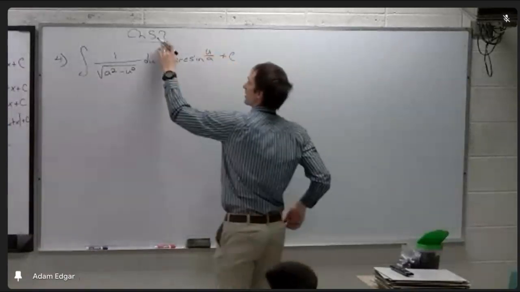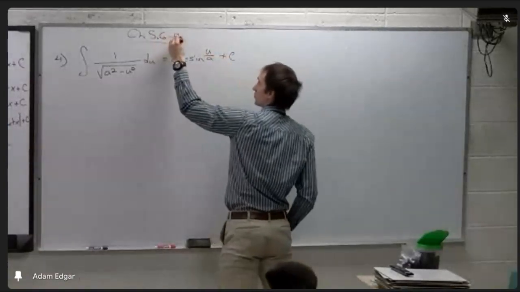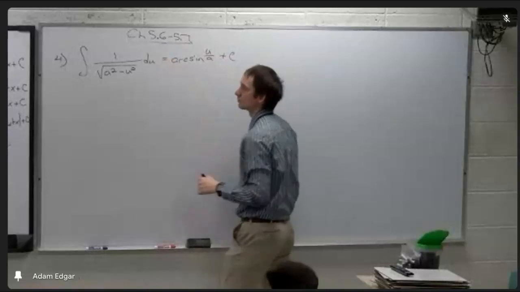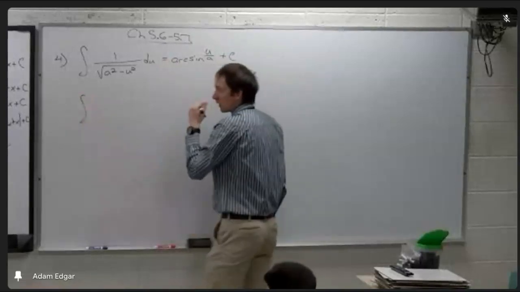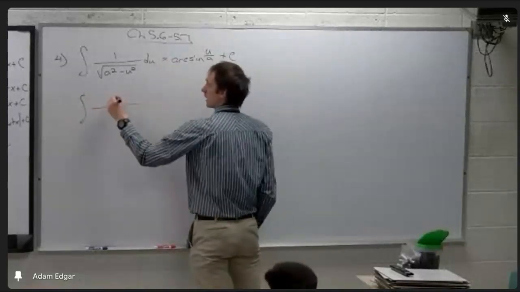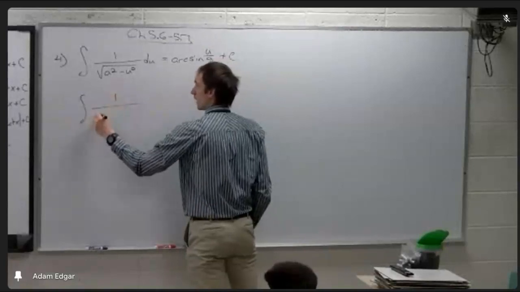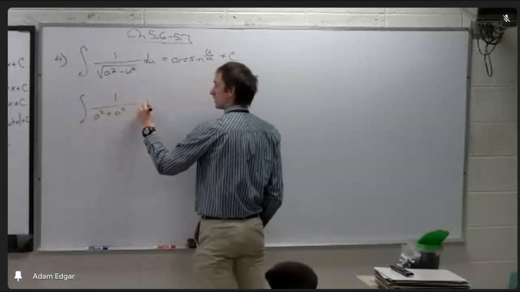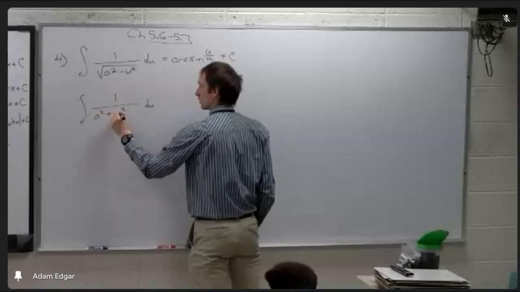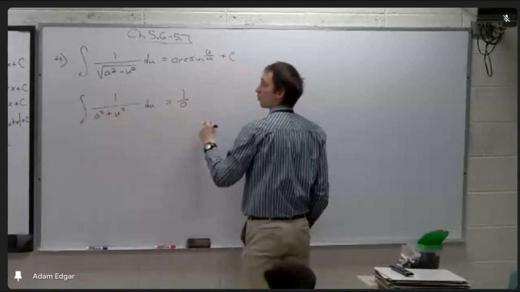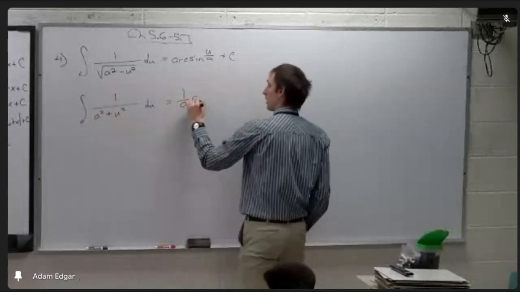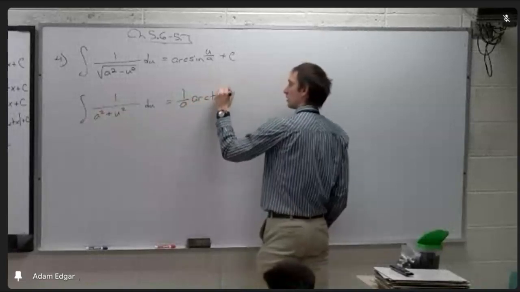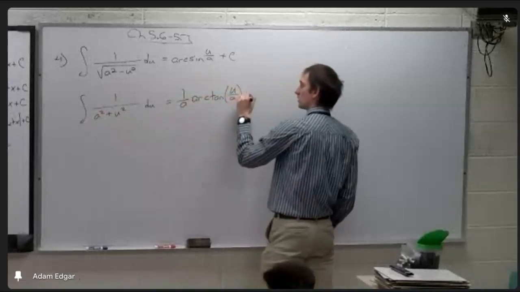5.6 and 7. I think 6 was derivatives and 7 was integrals. So the integral of 1 over a squared plus u squared du is 1 over a, where a is just some number, times the arctangent of u over a plus c.